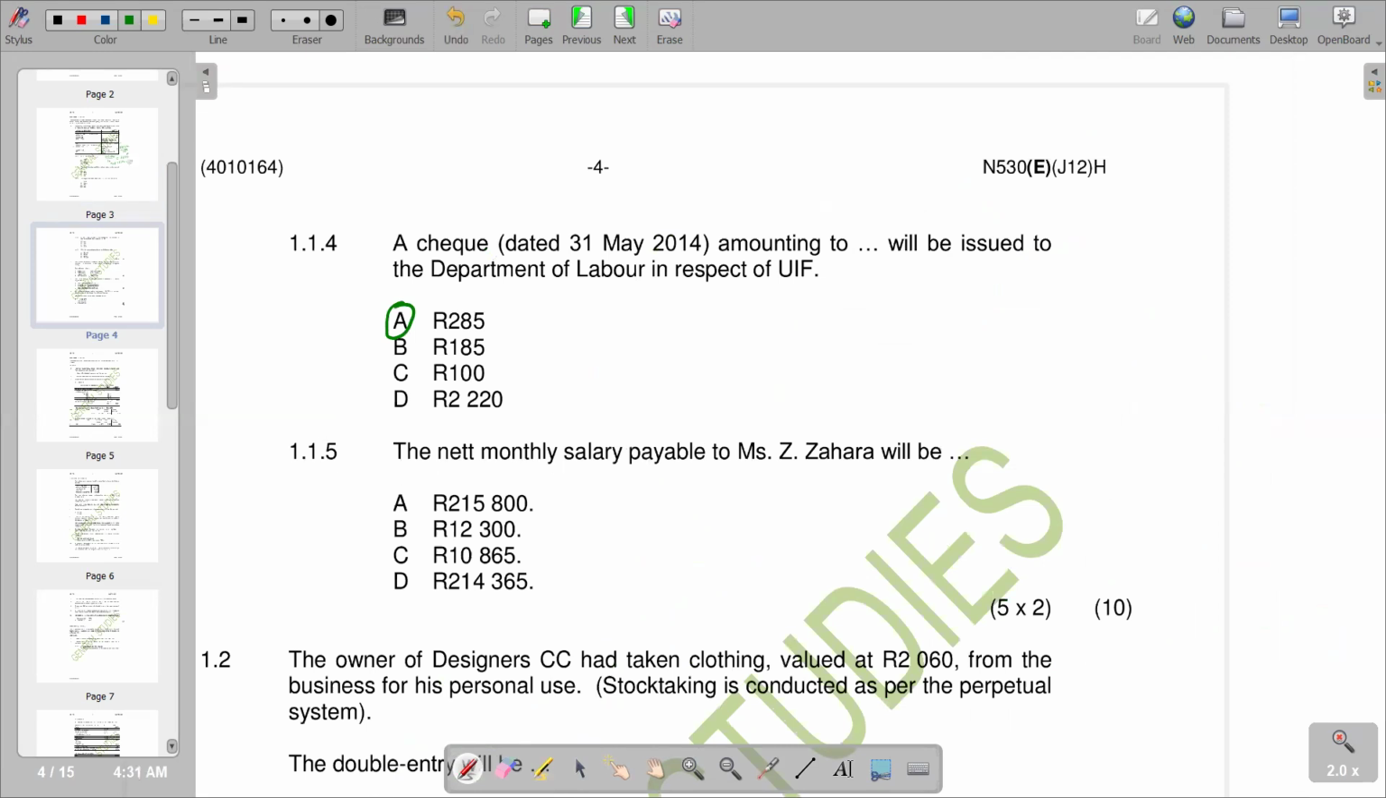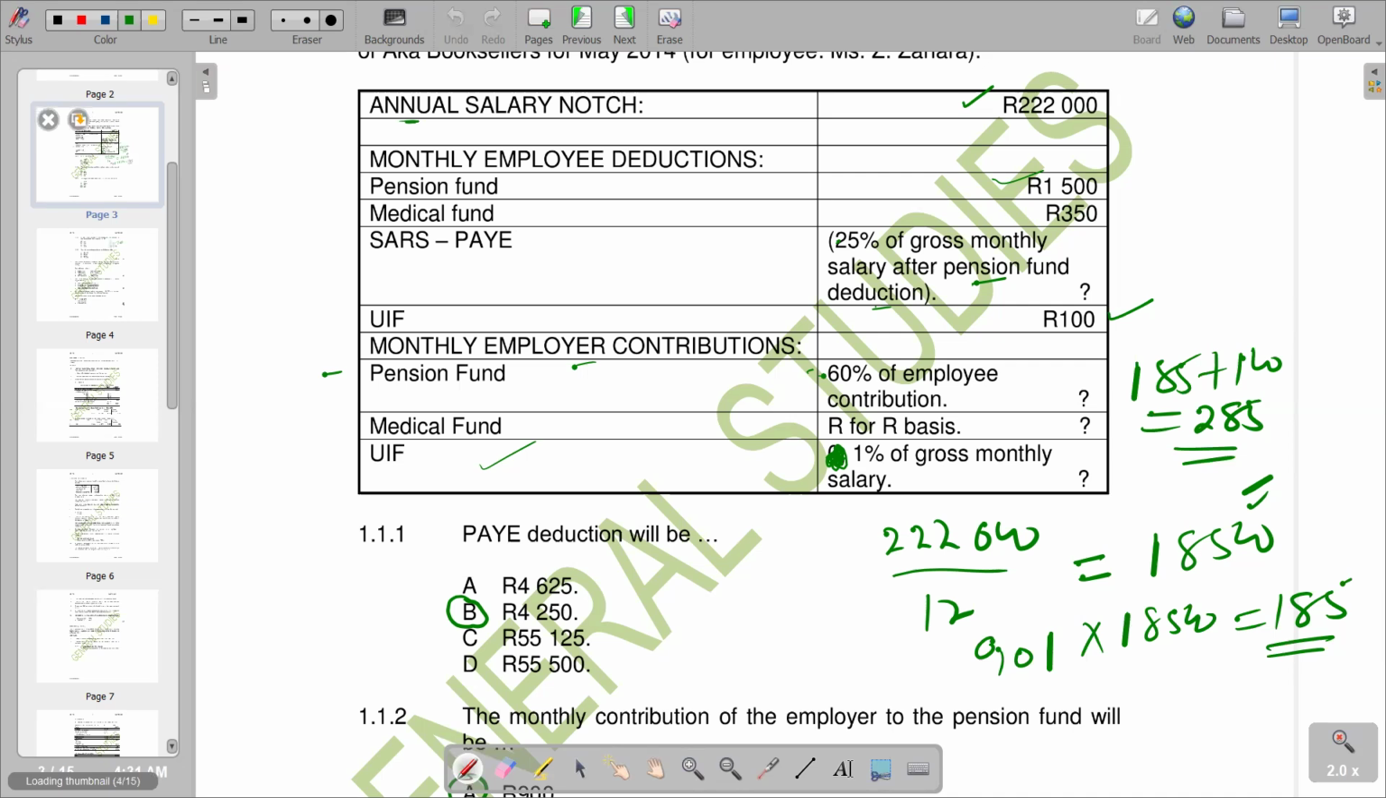Then we go to 1.1.5. Net monthly salary payable to Miss Zahara will be. So obviously, to get the net monthly salary, we're going to say gross salary minus total deductions. The gross salary we have, remember, we put it as 18,500. And then we subtract the total deduction figure, which we are going to find out there. So total deductions.